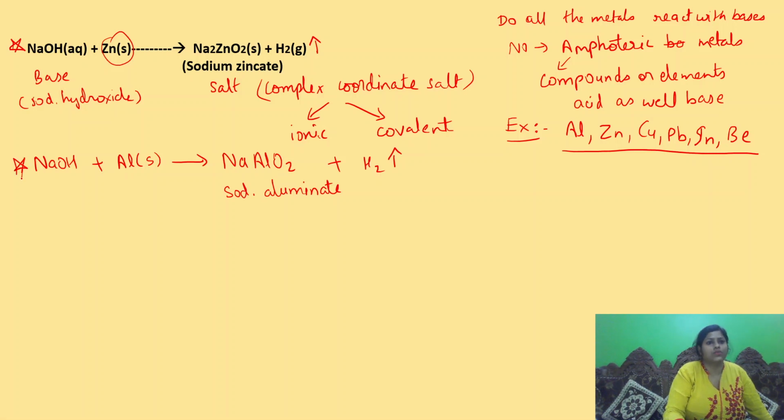Often questions are asked from these reactions. What will be formed if bases are reacted with metal? So you will say that salt and hydrogen gas is released.